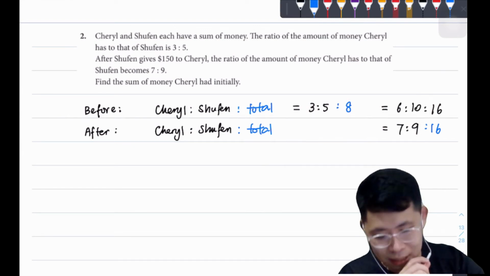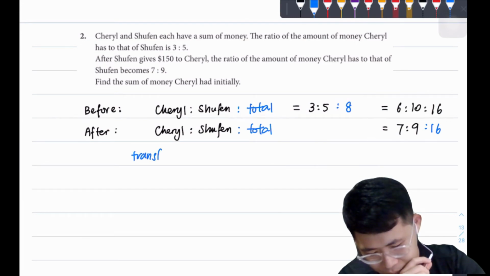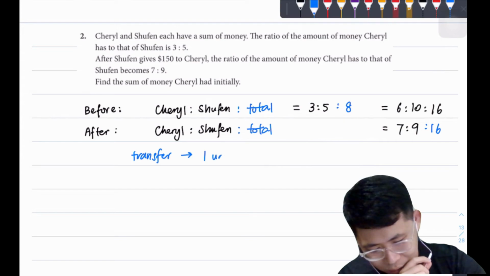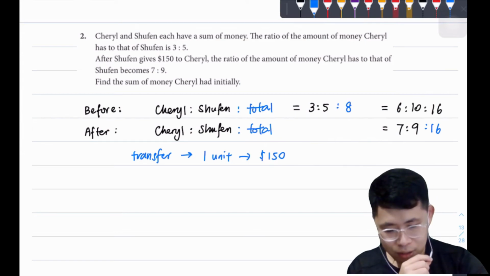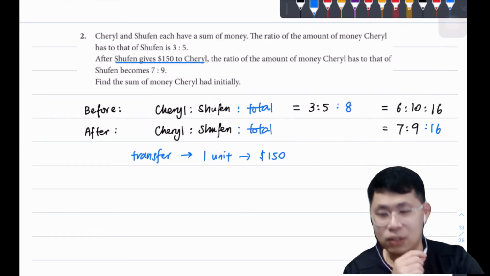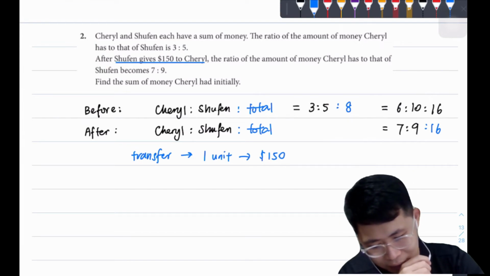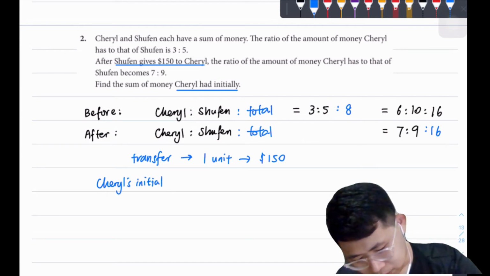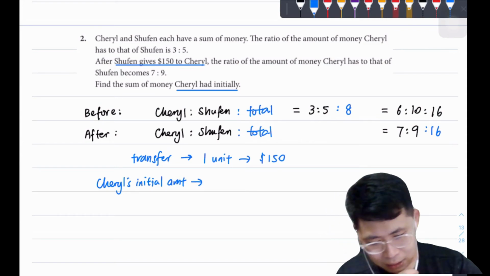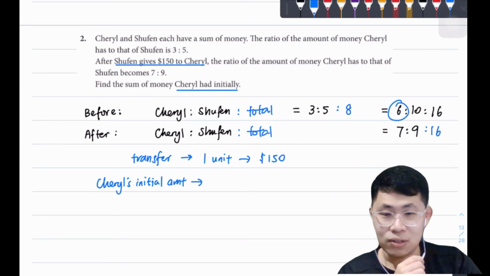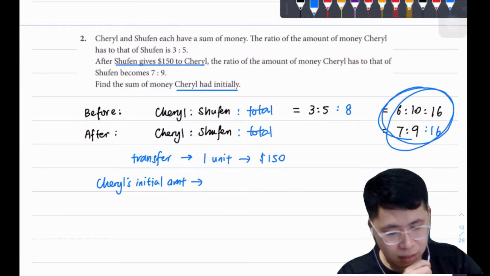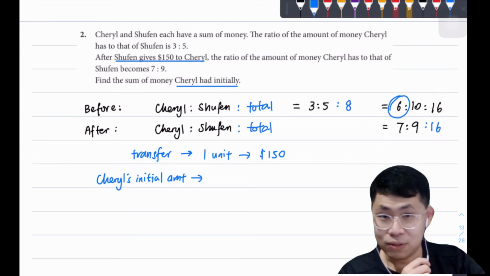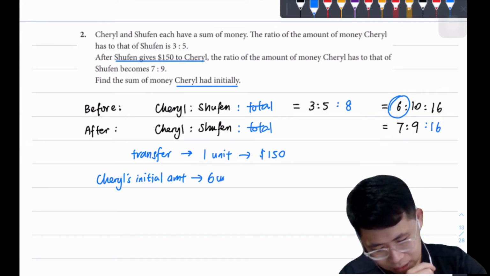So with this one over here, we can look at the transfer. The transfer is 1 unit, and 1 unit is actually $150, as you can see in the question over here. Shufen gives $150 to Cheryl. So over here, we are looking at the sum of money that Cheryl had initially. Cheryl's initial amount is actually 6 units. Do you see this? Because we are looking at this set of ratio, so we should follow 6 units over here.